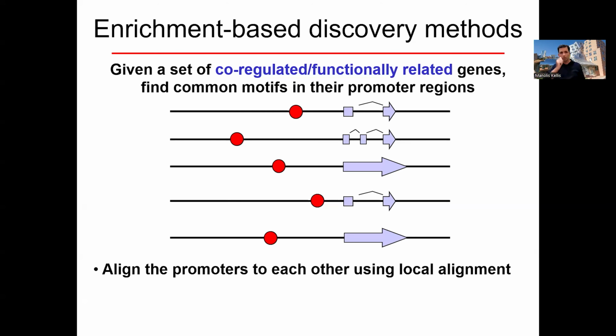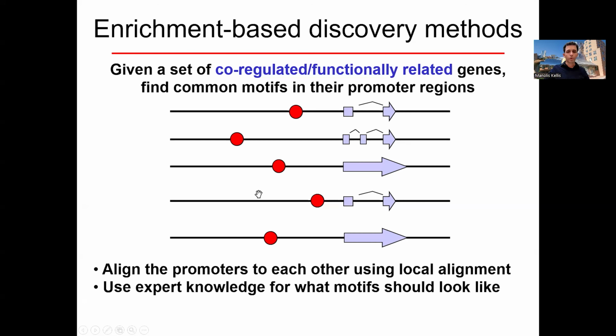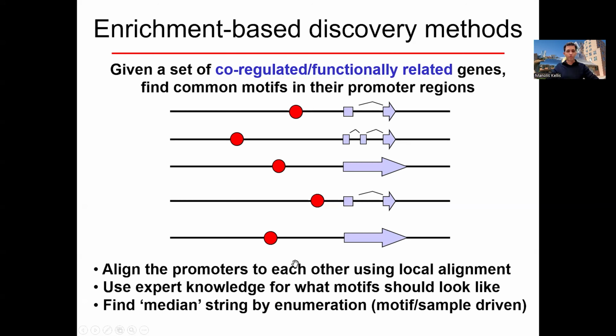You could basically say, okay, well, let me look for local alignment matches between this region and that region. And maybe my local alignment, because these regions are otherwise completely unrelated, might actually catch some common patterns between them. Okay? You could also use some kind of expert knowledge to say what the motif should actually look like. You could find the median string by enumeration. You could say, let me try all 5-mers, all 6-mers, all 7-mers, and then look for the 7-mer pattern that is the closest to all of the sequences.